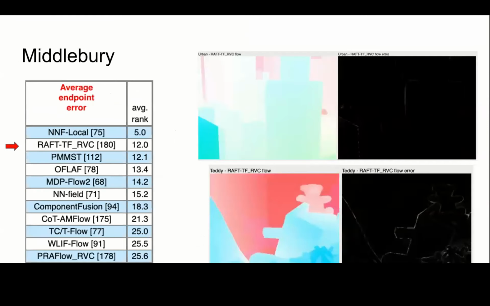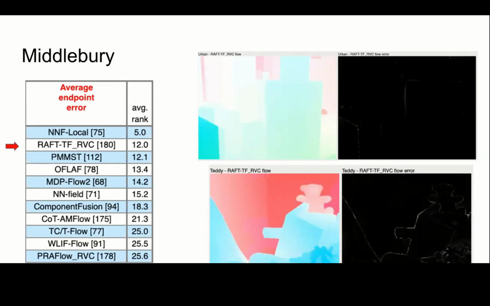And on Middlebury, it's kind of surprising, at least to me, that it performs very well because it did not see the Middlebury training data, and we also did not use the Middlebury data as a validation set. And as you can see on these images, the flow errors tend to be very small, and some small amount of error happens around the motion boundaries or occlusion boundaries.